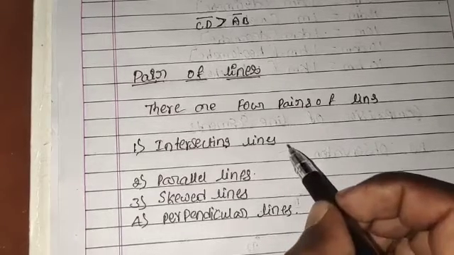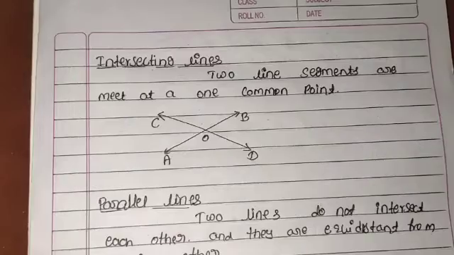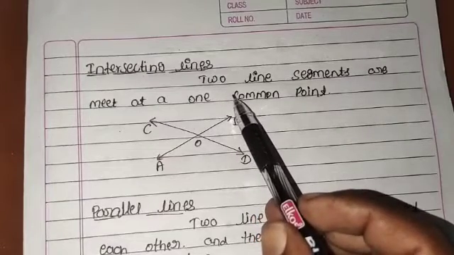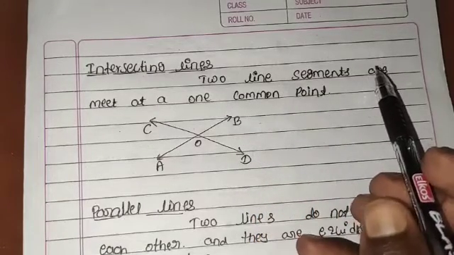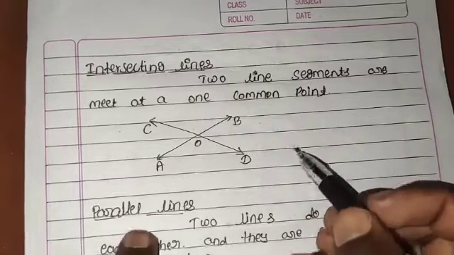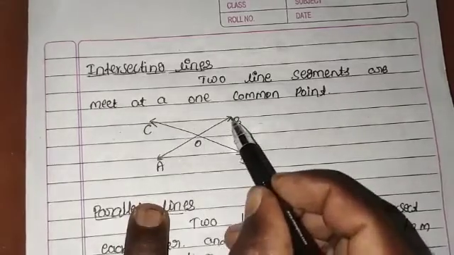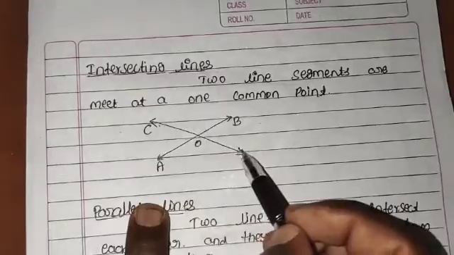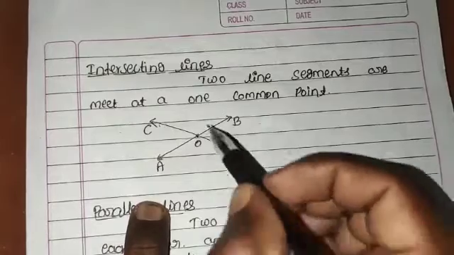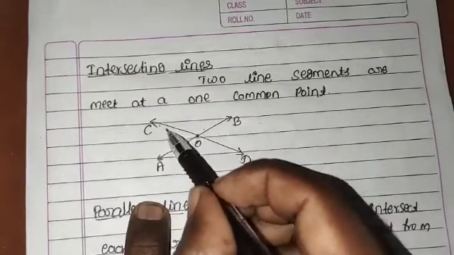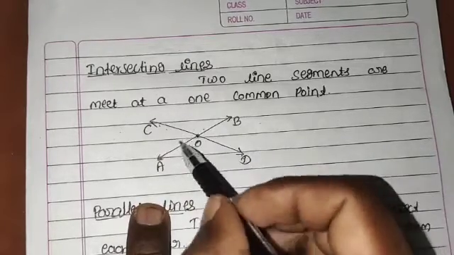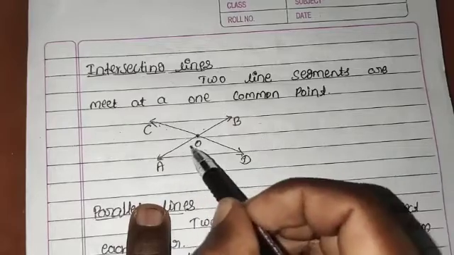What do you mean by intersecting lines? If two lines or line segments meet at one common point, we call them intersecting lines. By observing this diagram, line AB and line CD meet at one common point, which is O. Here line AB intersects line CD at point O. So these two lines are intersecting lines.